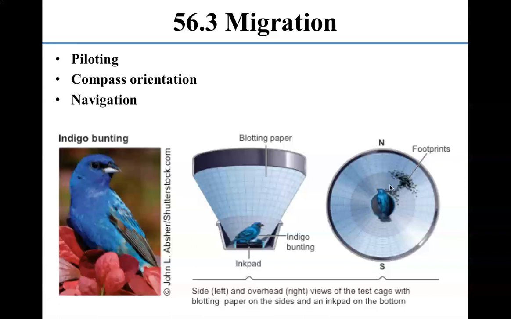There have been some interesting experiments done involving migration. They took indigo buntings and put them in cone-shaped test cages, and then they put paper on these cages and put ink pads on the bottom. They kept these cages outdoors and just saw where the birds walked around. So you can see in this example the footprints.